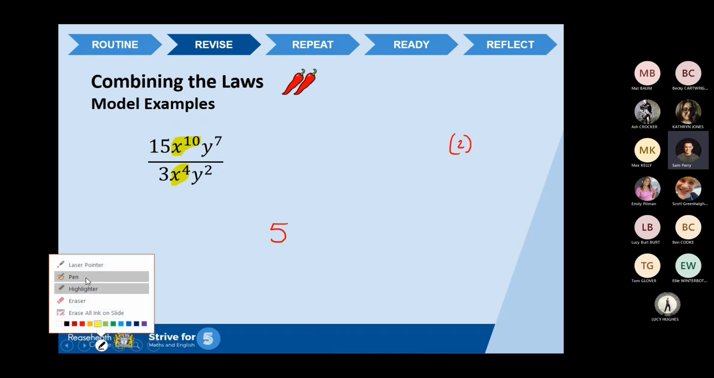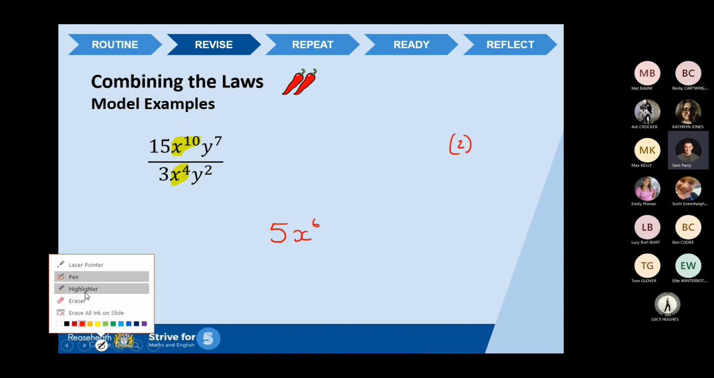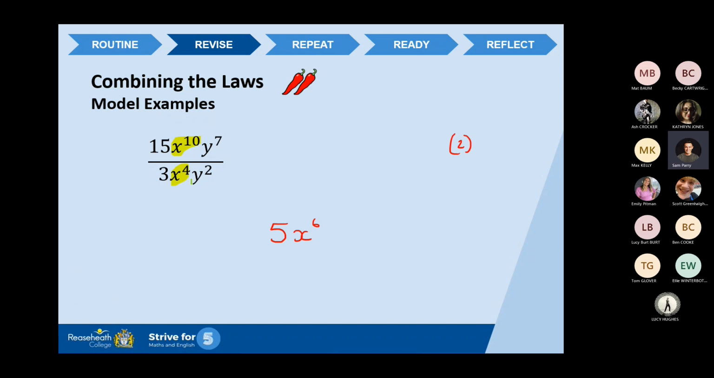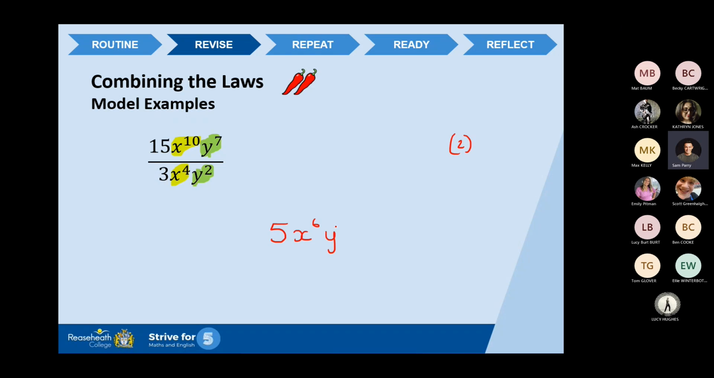Well, we know because it's a divide that it means take away. So 10 take away 4 is 6. It's going to be x to the power of 6. And then last but not least, let me get my highlighter out again. I'll change the color this time. We'll go for a nice green. We've got y to the power of 7 divided by y to the power of 2. And once again, we should know that that means subtract. So it's going to be y to the power of 5.